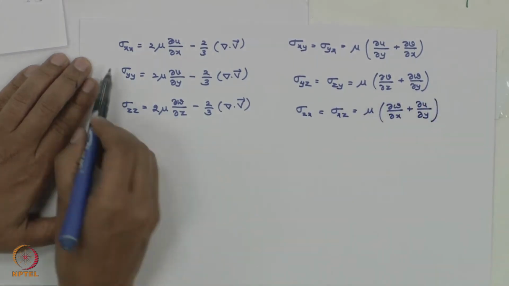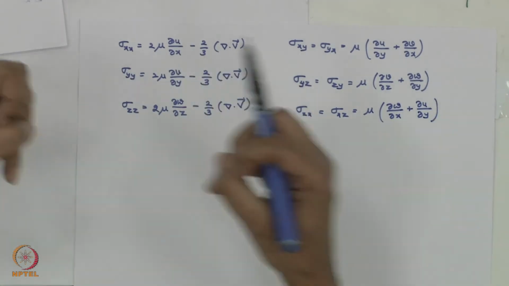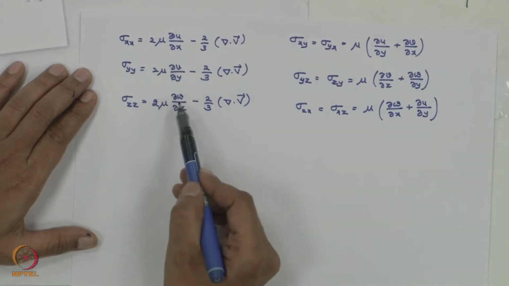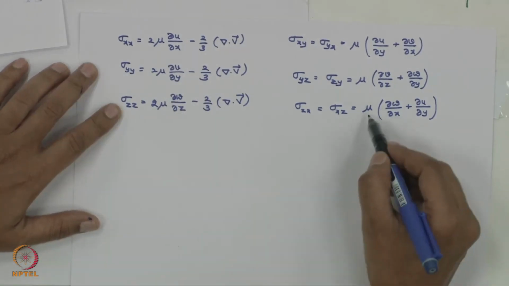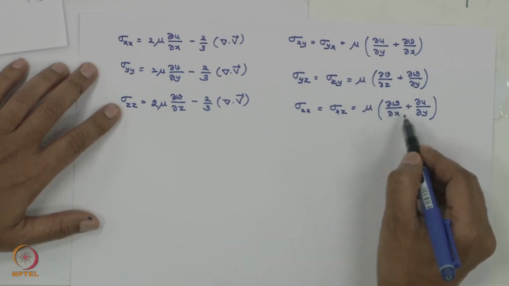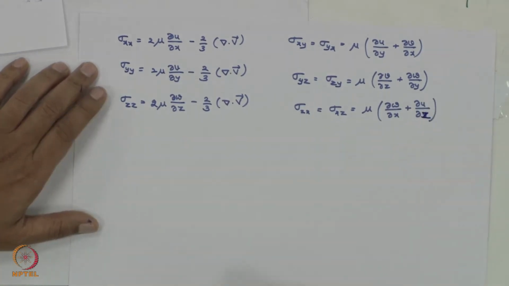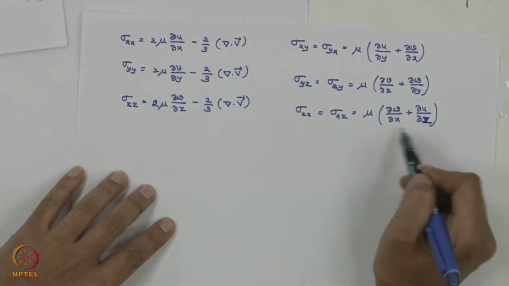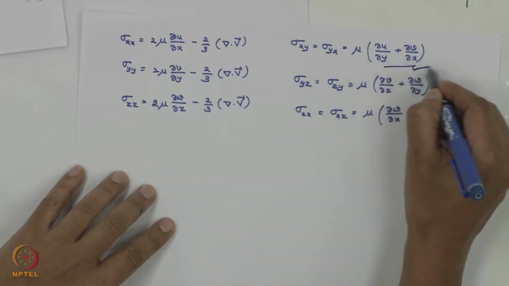Please notice, all normal stresses are stretching, they are just stretching. That's why you have linear deformation, del u by del x, del v by del y, del w by del z. Okay, sigma zx is mu del w by del x plus del u by del z, correct. So these, you see, these are cross velocity gradients. Cross velocity gradients mean angular deformation.